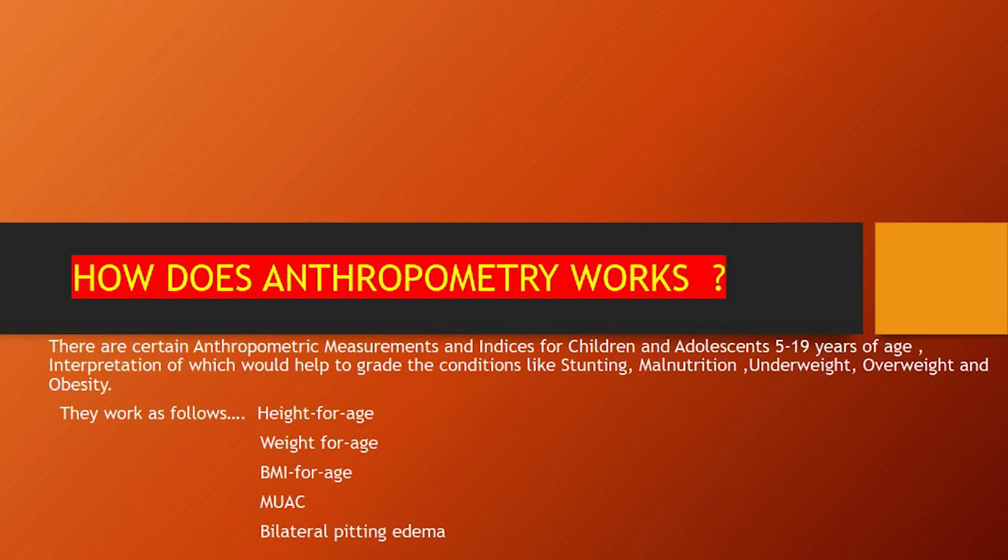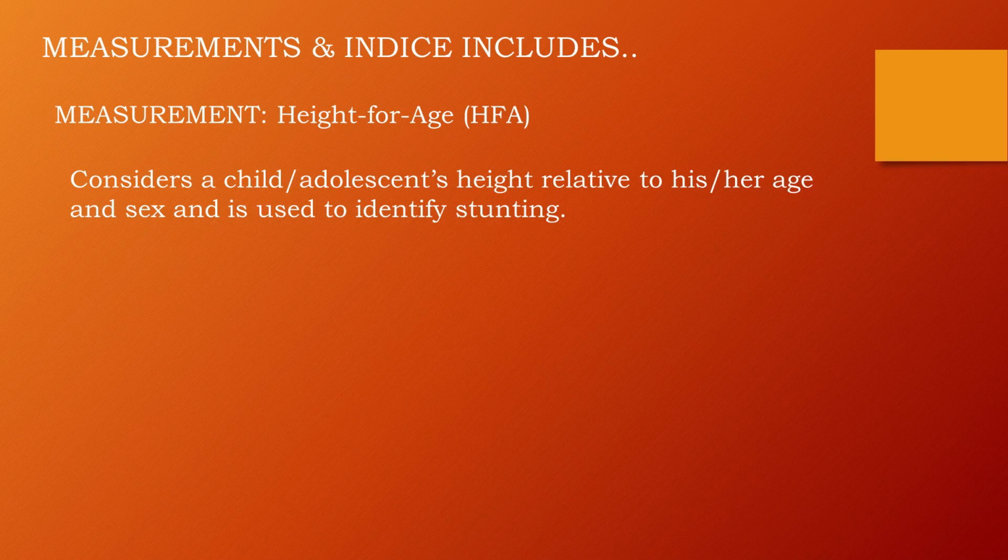Okay. So, how does anthropometry work? What are the things which we take help of under the technique of anthropometry which would help us to assess the nutritional problems? The first is height for age, second is weight for age, third BMI for age, the fourth, very important, is MUAC, and the last but not the least is bilateral pitting edema. So, the first thing is the measurement of height for age.